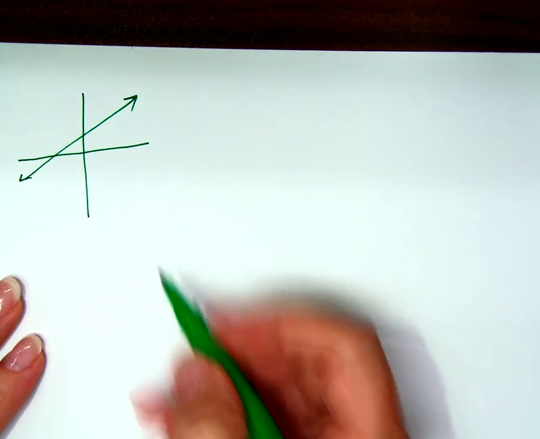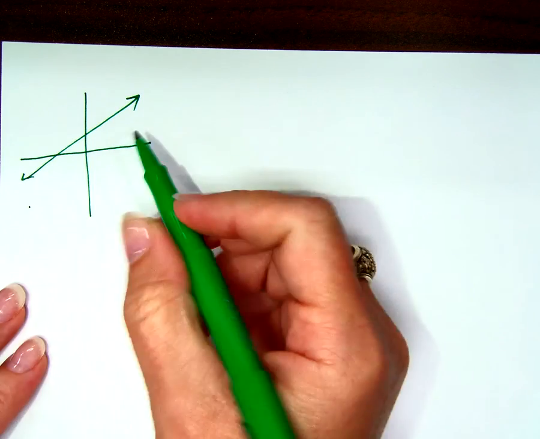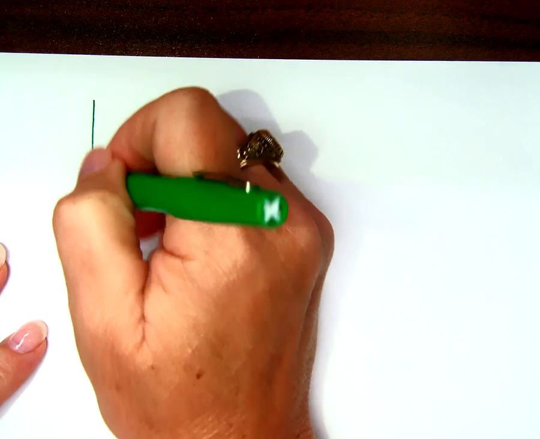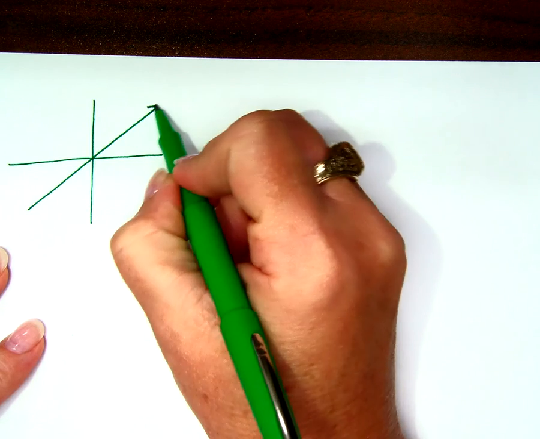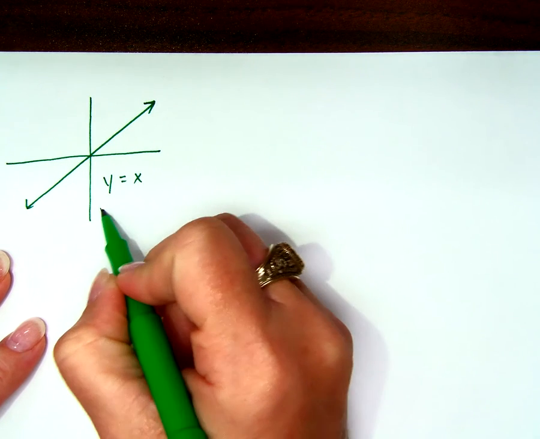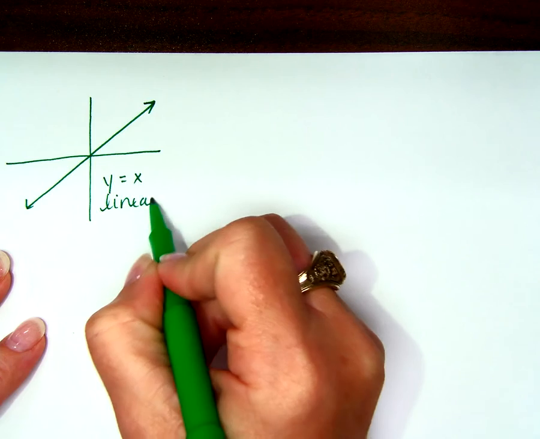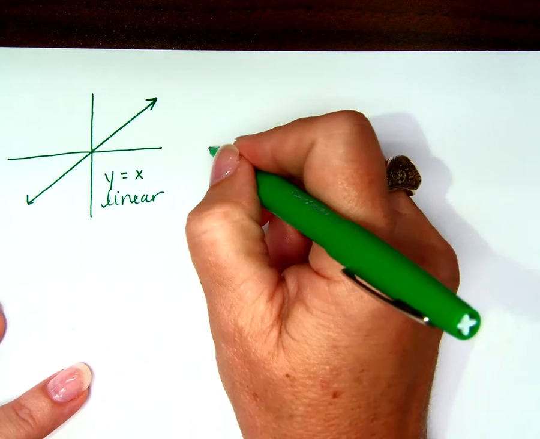What parent function is that? Y equals x, right? Can I start again? That was a bad example, so I'm going to start over. So there's the graph, and then here is the parent function. That's y equals x, and that's the linear parent function, because it makes a line.